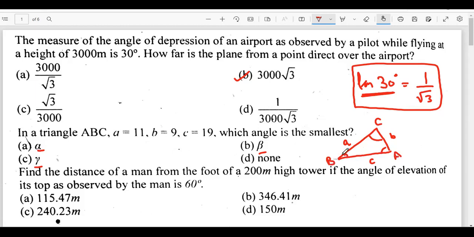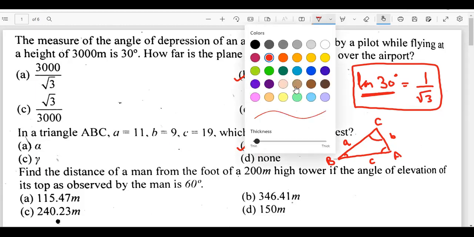but it would be less than C. So you need to remember that angle and side have a direct relationship. If your side is bigger, your angle would be bigger. If your side is smaller, your angle would be smaller. So we're looking for the smallest angle, we look for the smallest side. So it would be beta. That is it. Any doubts with this, Saad? No, ma'am. Okay, very good.